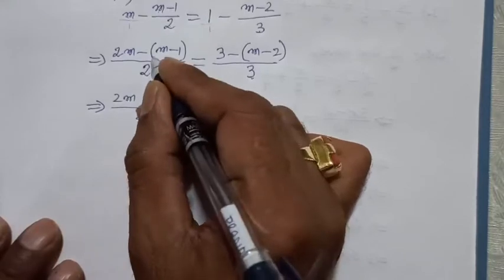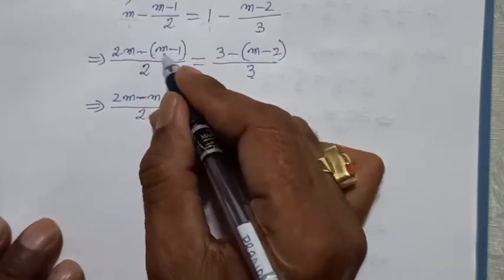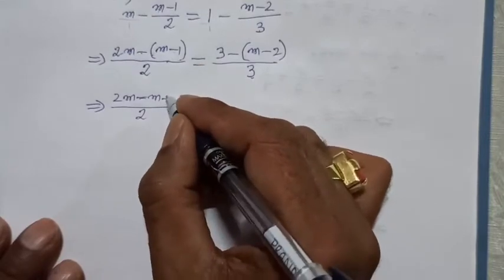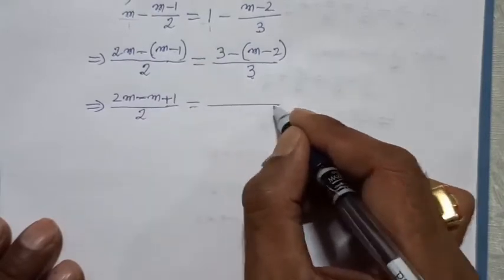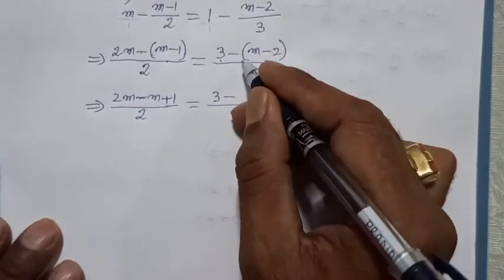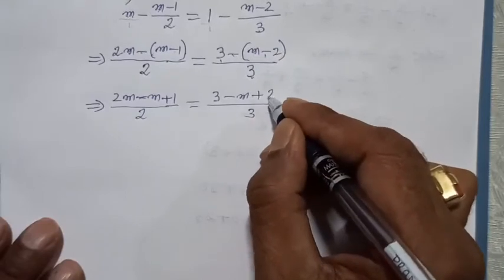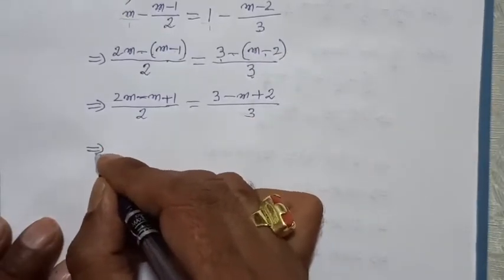To m, let's leave this bracket. If we leave this bracket, minus sign will multiply minus, then plus 1, 3, then this 3. If we leave this bracket, then minus m. Minus into minus is plus, then we are getting 2. Now next steps.